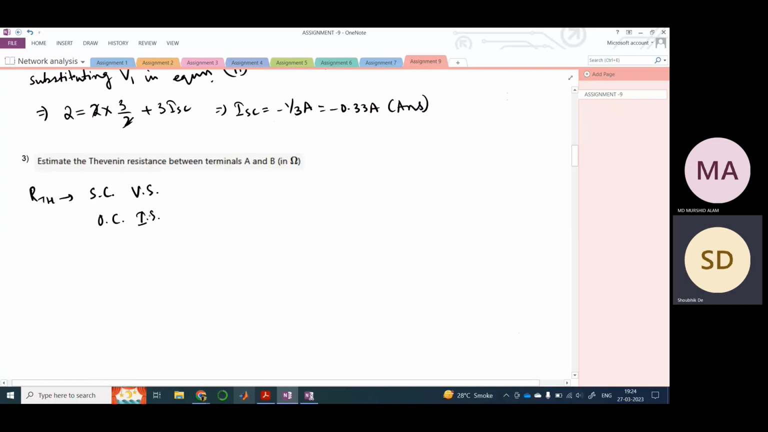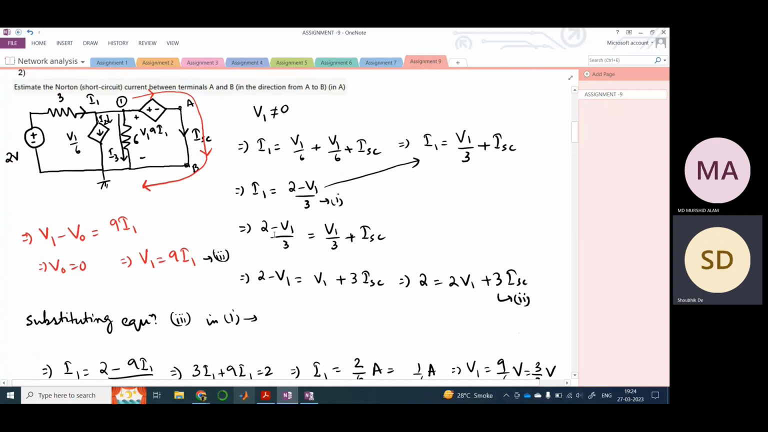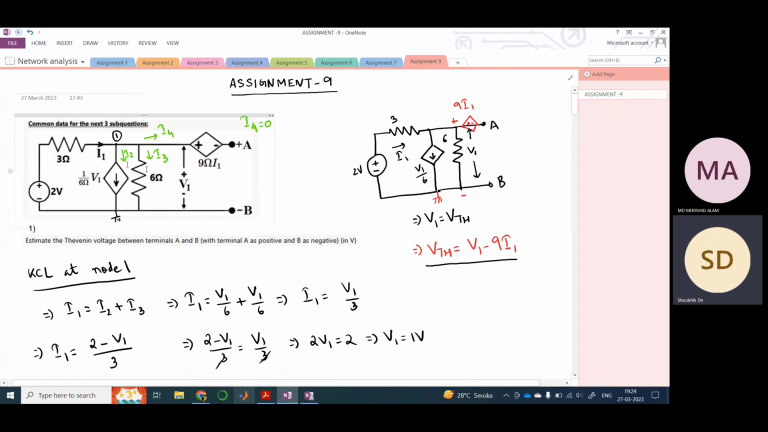Now this is only possible when you have independent sources, but in this circuit you have dependent sources. You just can't short them or open them, because they are dependent on something. For example, this I1 is dependent on the current that is flowing through the 3 ohm resistor.